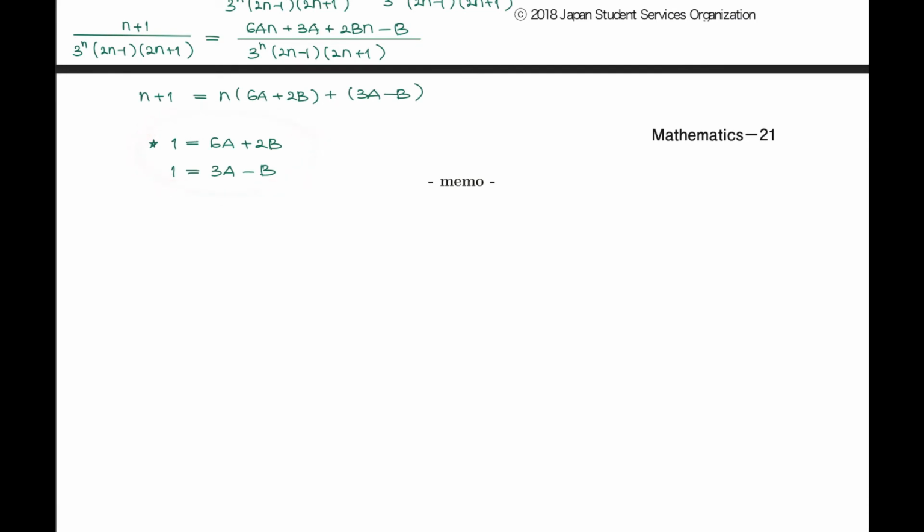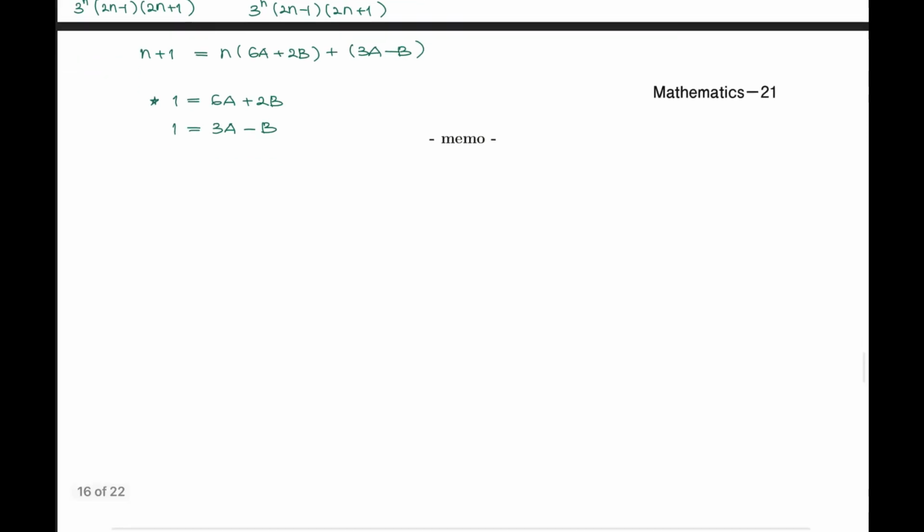Finally, we get simultaneous equations. We can solve them by using substitution or elimination. I think I will eliminate. Times 1, times 2. We got 1 equals 6a plus 2b. And then from the second equation, I get 2 equals 6a minus 2b. If I add these two expressions, I will get 1 plus 2 equals 3 equals 12a. Then a equals 1 over 4.